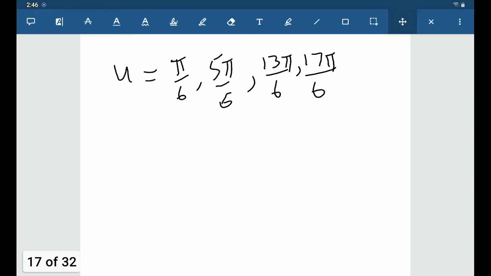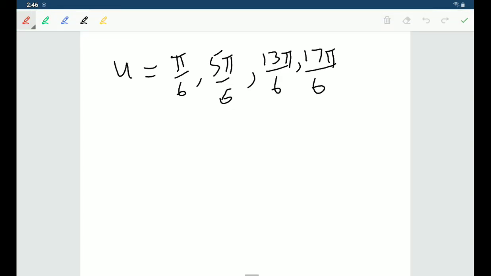Okay, so I've now got angles within 2 full circles, and for the third full circle, I again will need to add on another 2 pi. So going forward for both of these angles, one more full circle. So 13 pi over 6 plus another full circle, that's 25 pi over 6. And 17 pi over 6 going forward a full circle, that is 29 pi over 6.